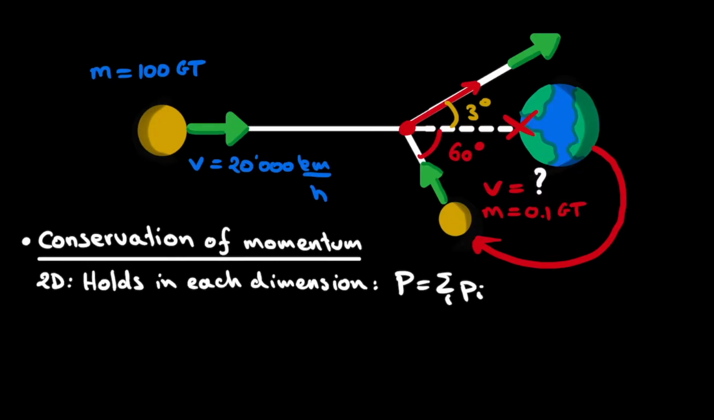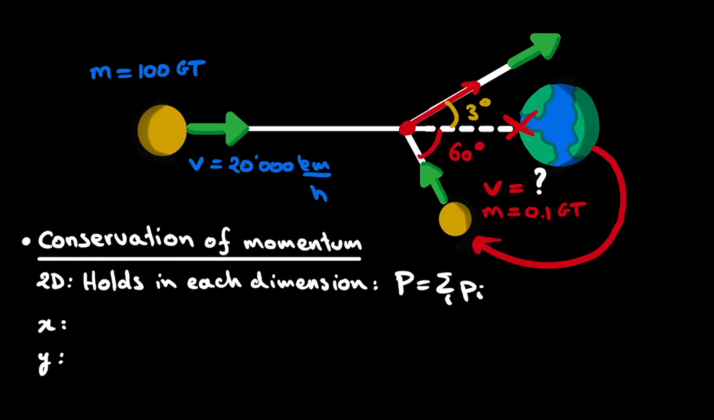So how does this work in two dimensions? Well, in two dimensions, it turns out that the conservation of momentum holds in each dimension, namely in the x direction and in the y direction. So we basically get two distinct and independent equations expressing conservation of momentum.